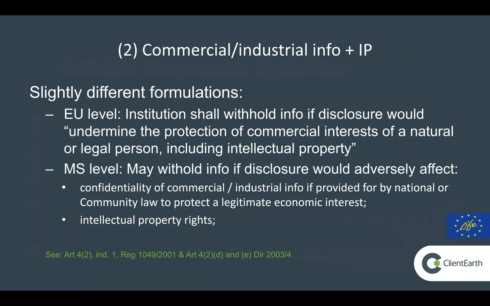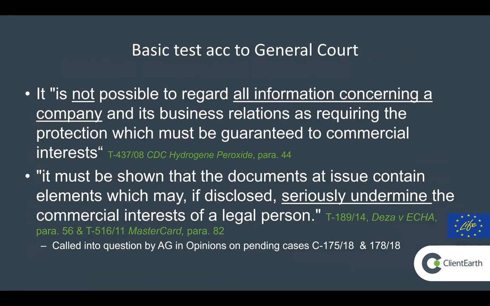So there are slightly different formulations for this on the EU level legislation and the member state level legislation. It's included below the relevant provisions. I won't go through it that much here because it's not clear that it actually has so much of an impact in practice. But nonetheless, there are differences in the way it's framed. What I will focus on instead is the test that has been established by the general court, at least. We have very limited guidance on this in the Court of Justice.